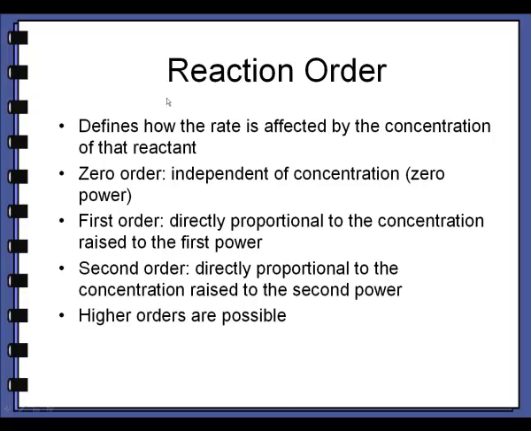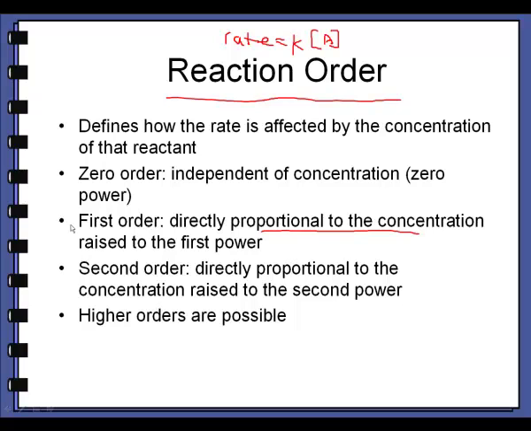Reaction order. This is also part of our rate law, and this basically defines how the rate is affected by the concentration of the reactant. Now there are different kinds of order to be aware of. In the one I showed in the previous slide, the rate was equal to k times [A]. So that represents what we call a first order reaction. This is a situation where the rate is directly proportional to the concentration. So if the concentration doubles, the rate of the reaction doubles.